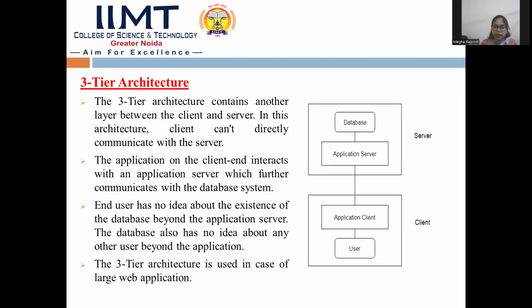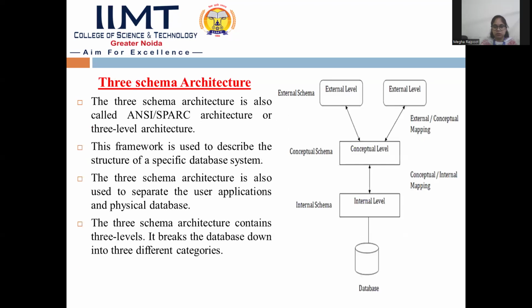Next one is three-tier architecture. The three-tier architecture contains another layer between the client and server. In this architecture, the client can't directly communicate with the server. The application on the client end interacts with an application server, which further communicates with the database system. After that, the end user has no idea about the existence of the database beyond the application server. The database also has no idea about any other user beyond the application. The three-tier architecture is used in the case of large web applications.